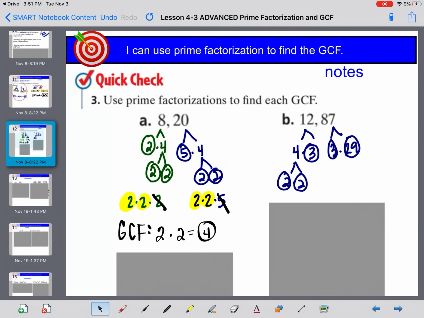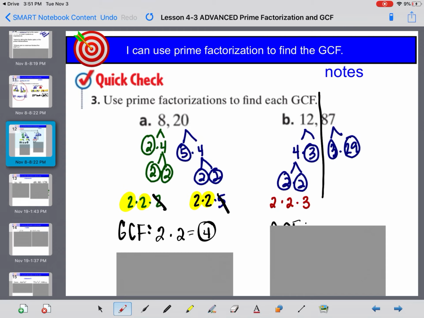All right, your prime factorization of each, and let me divide these up so you can see a little bit better. I ended up with, on the left, 2 times 2 times 3. On the right, I ended up with 3 times 29. Now, what's in common between both lists?